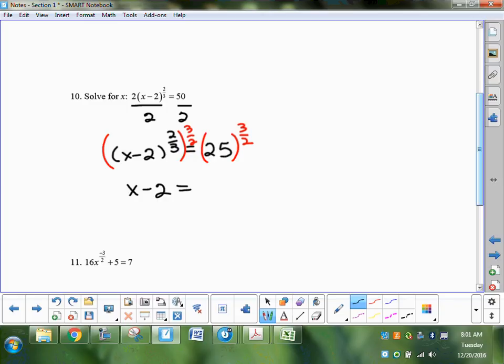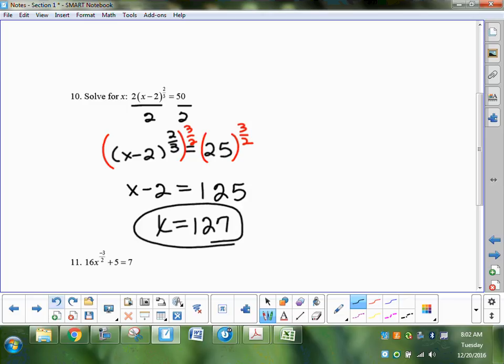I don't know if this is right, but take the square root, which would be 5, cube it, which would give me 125. From there, I add 2, so x is going to be equal to 127. First step in 11.